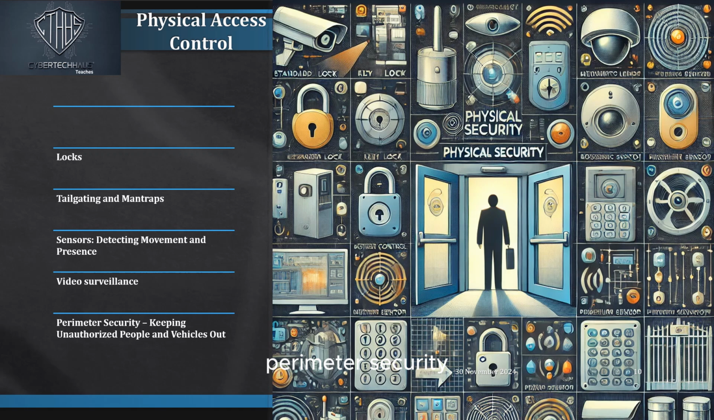Perimeter security, keeping unauthorized people and vehicles out. To prevent unauthorized access, facilities also use physical barriers. For example, fences. These keep out unauthorized people and vehicles. Cages, often used in data centers to secure equipment, especially in shared spaces.